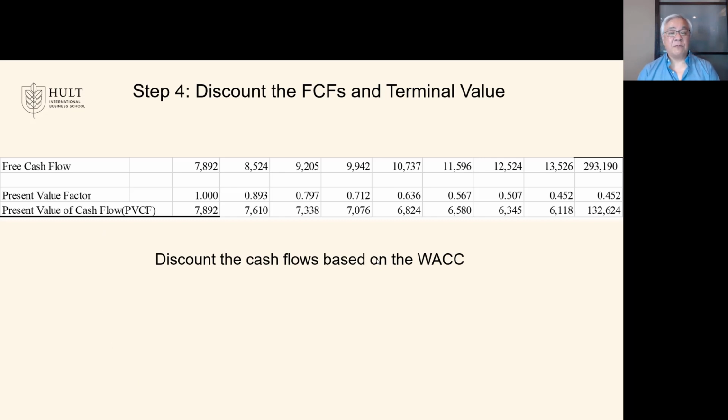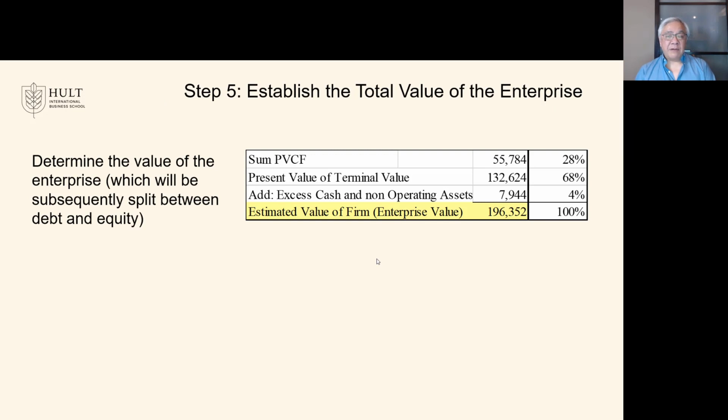Step 4 is to discount what we just did, the free cash flows and the terminal values, based on the weighted average cost of capital. That will then derive a number today, as opposed to spread out over the entire planning horizon. Following that, we can get to the total value of the enterprise. We take the sum of the present value of the free cash flows and the present value of the terminal value, and to that we add excess cash and non-operating assets.